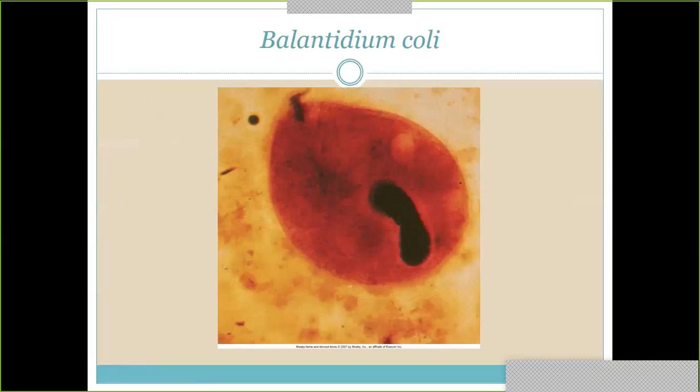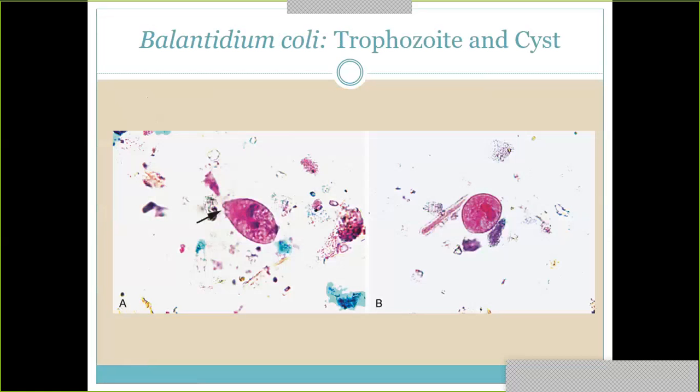So there it is, stained. You can see how obvious that kidney bean macronucleus is. And it's just a very large parasite. So be sure to remember Balantidium coli. There it is again. It's kind of just showing you a trophozoite and a cyst stage. Both are going to have that kidney bean-shaped macronucleus, so that's what you're going to use.